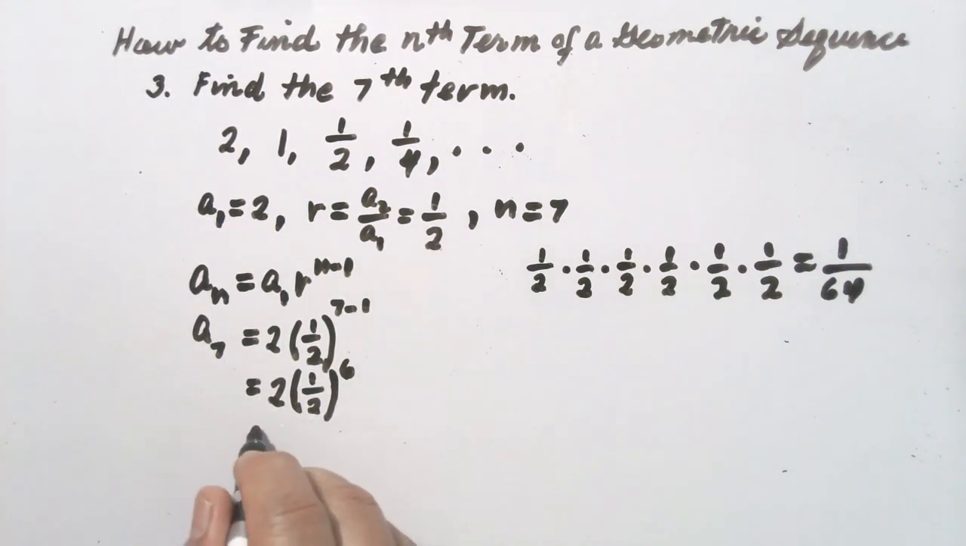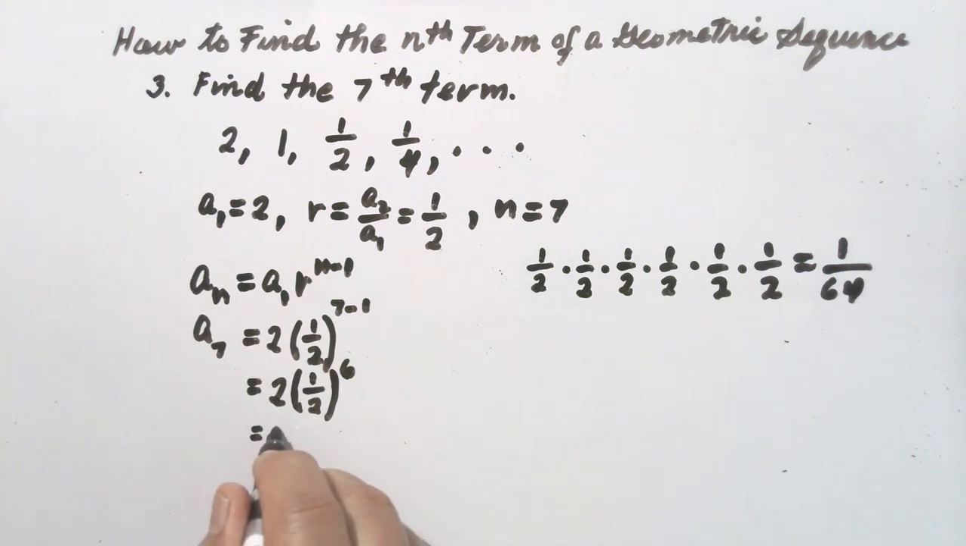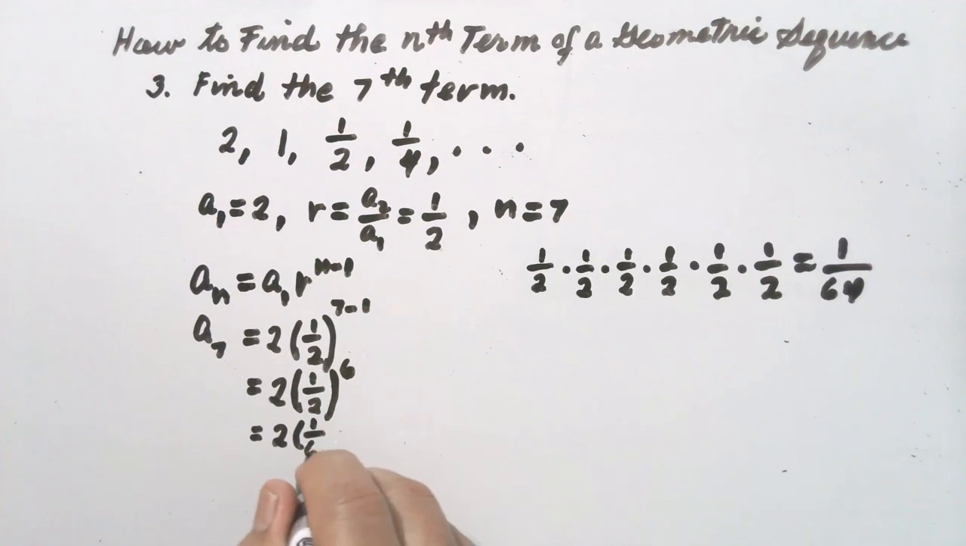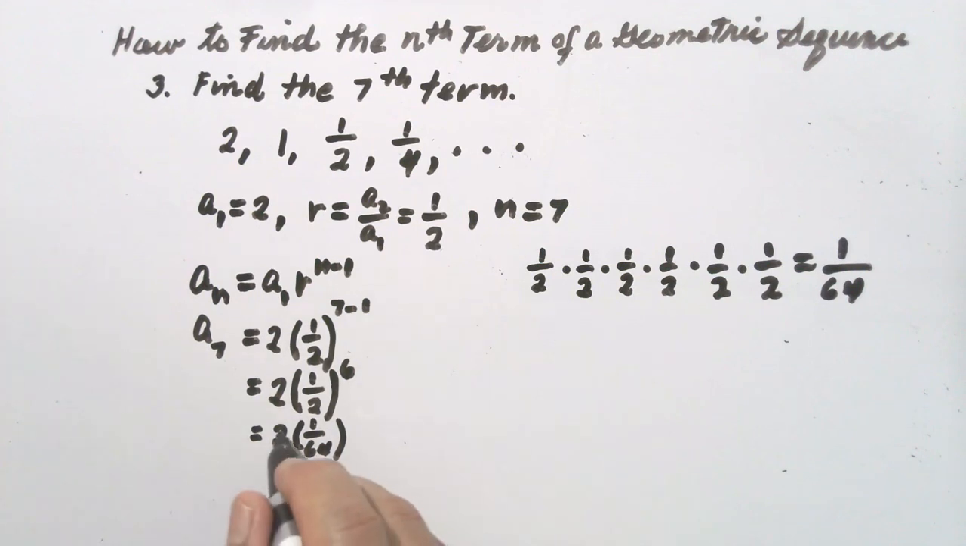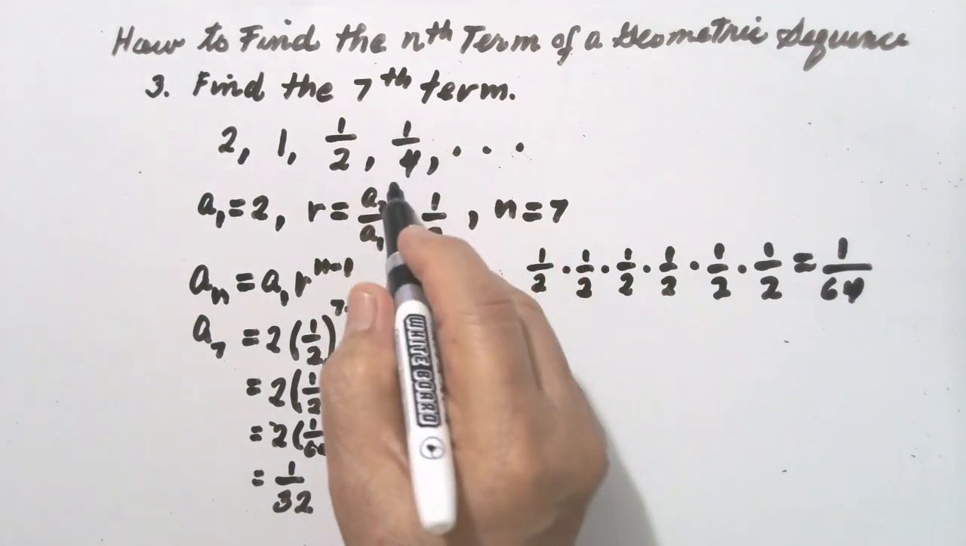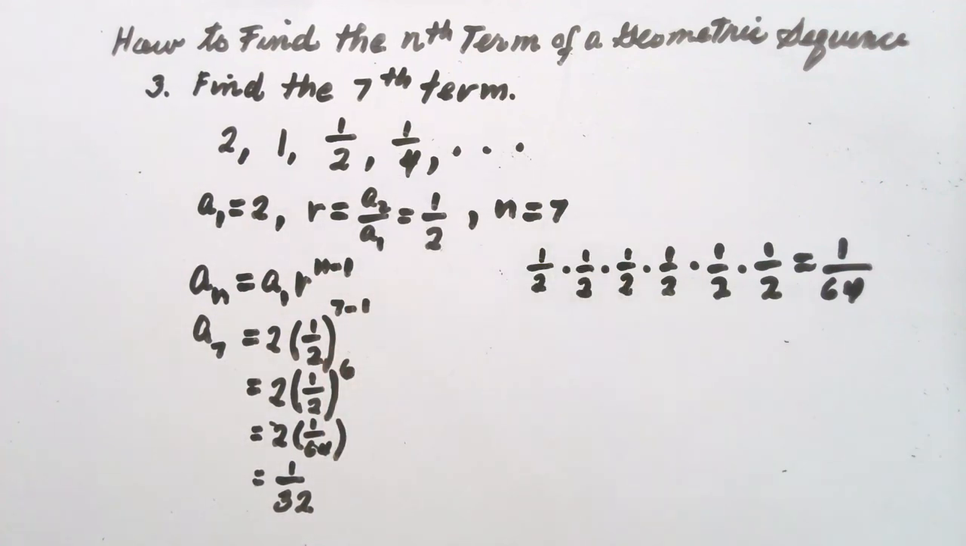So we replace this by 1 over 64. And then we can cancel 2 and this 64. 2 divided by 2 is 1. 64 divided by 2 is 32. So this is 1 over 32. So 1 over 32 is the 7th term in this geometric sequence.